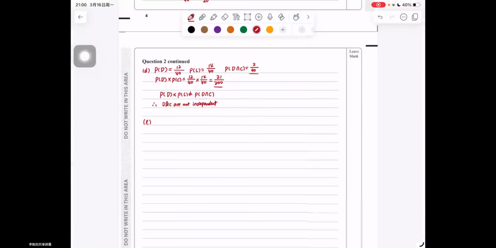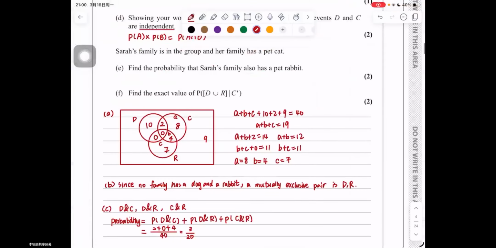Okay. Part E. Sarah's family is in a group, and her family has a pet cat. Find the probability that Sarah's family also has a pet rabbit. All right, now we're given first that Sarah's family has a pet cat. And given this condition, we are going to calculate the probability that her family has a pet rabbit. So this reminds you of the problems of conditional probability.